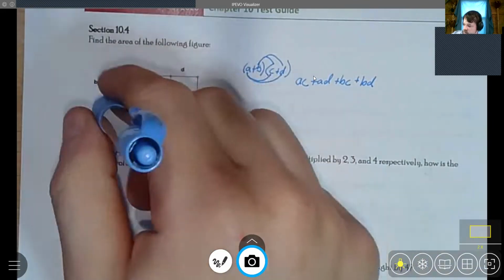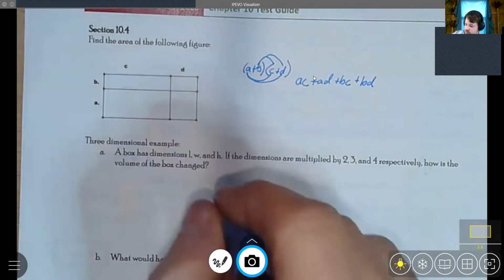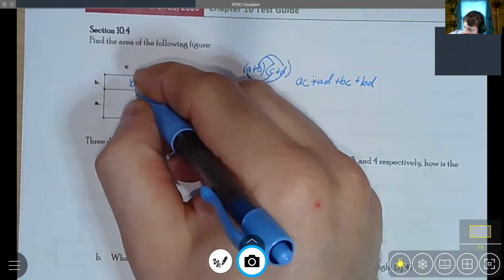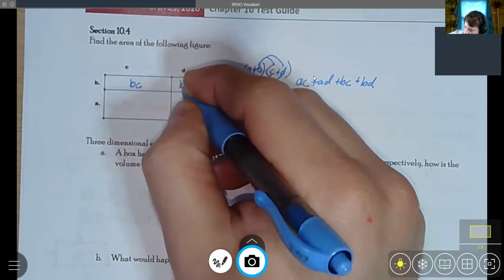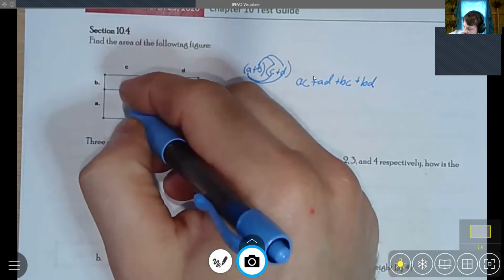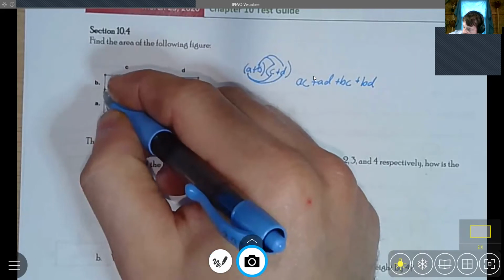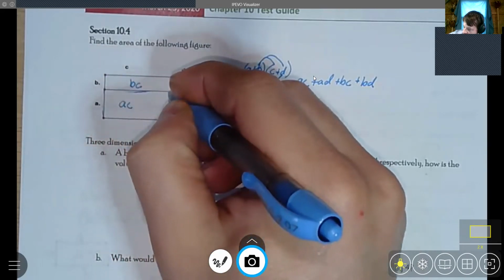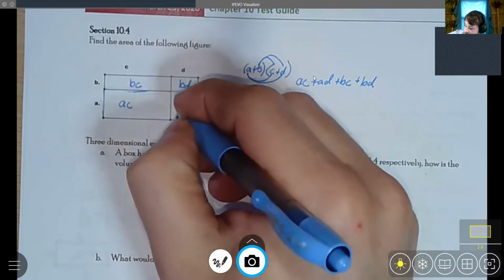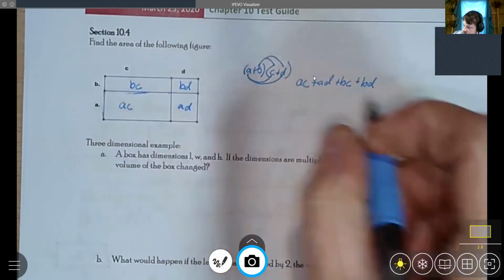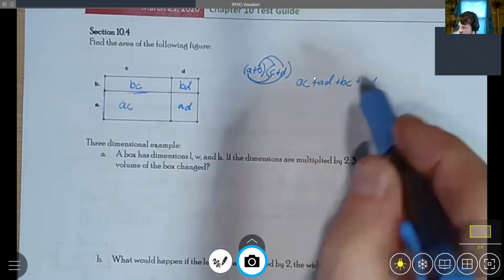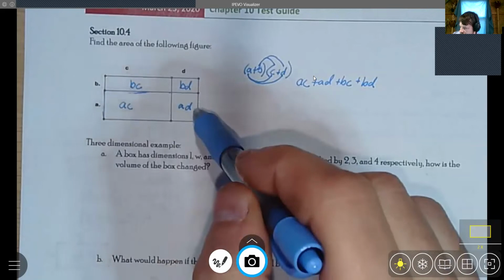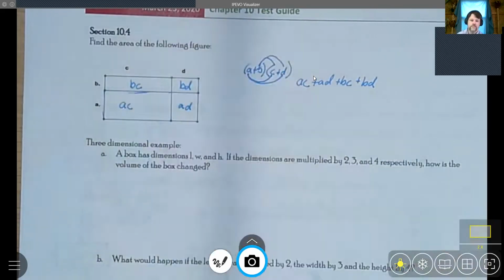And you can see when you split it up into boxes, you can find the area of each box. So B times C, BD, AC, right? Because the width of this box is A, and the length of the box is C, so area AC, and this one AD. And you see you get the same four pieces, AC, AD, BC, BD. All right, simple enough.